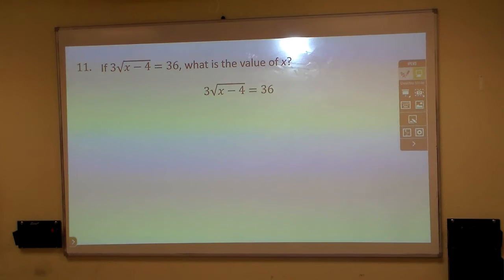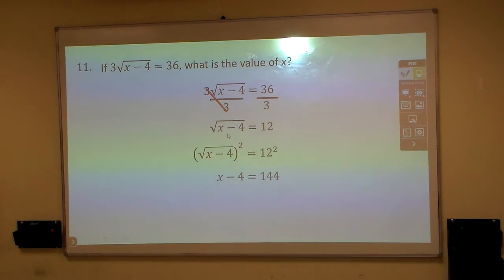So I'm going to set this one up here. I'm going to divide by 3 first because that's outside the house, or outside the radicand, I should say. So that means I have the following. And this is just a square root one, so I'm just going to square each side. And so that makes 144. And then I would add 4 to each side to solve for x, which makes it 148. Now this one I didn't cube because it was a square root, so I squared it.